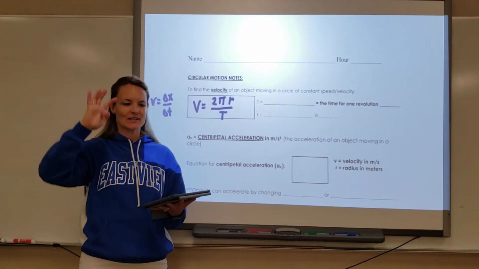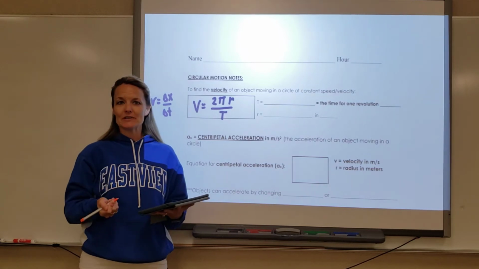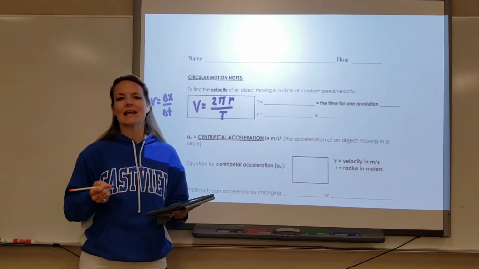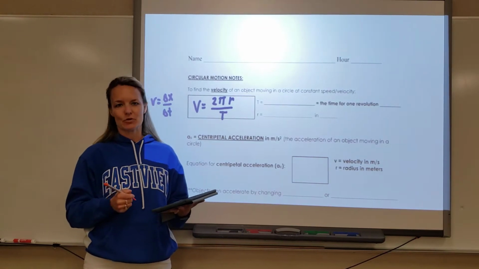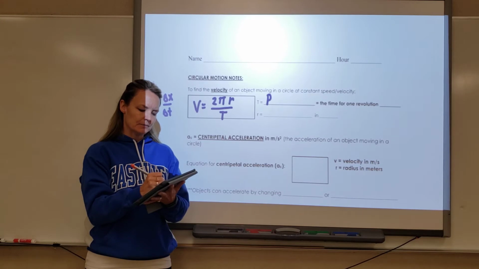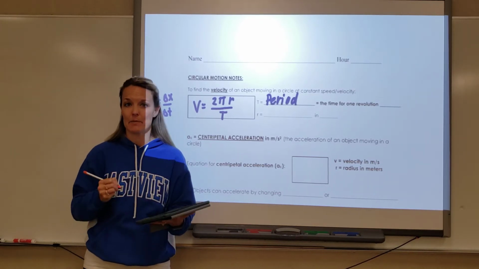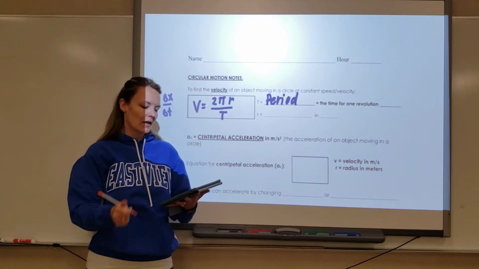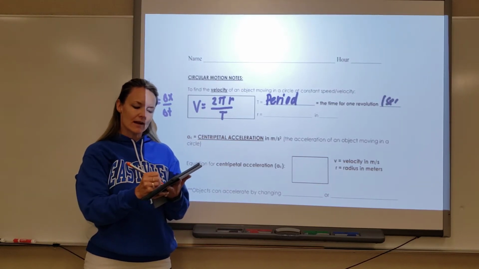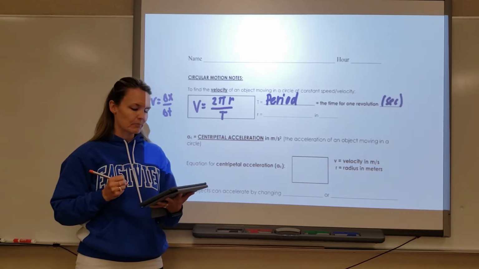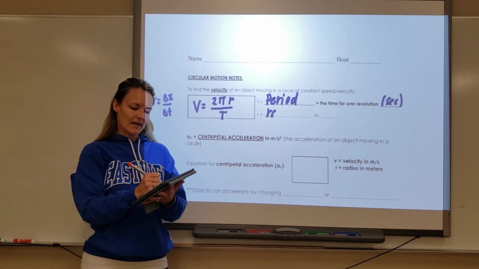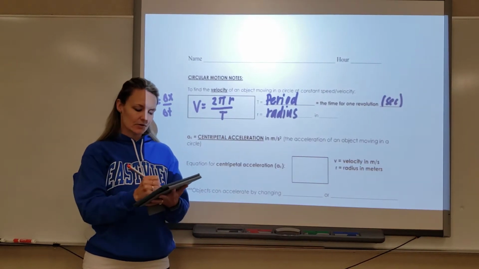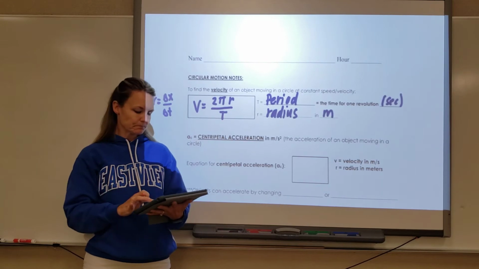You will find this on the very top of the back side. Capital T is just kind of like delta t. It means time, but it gets a special name in circular motion. It's called the period. Think of it as the time period. It is the time it takes to make one revolution of a circle, and that will always be measured in seconds, still in seconds because it's time. R is the radius of the circle, and it's a distance. Radius is a distance, so it has to be measured in meters.